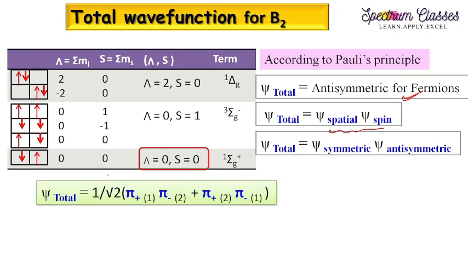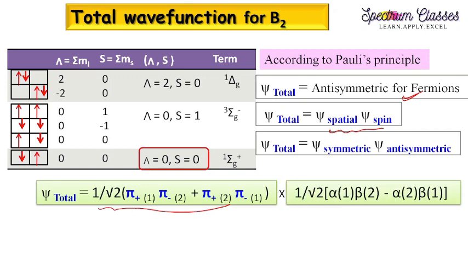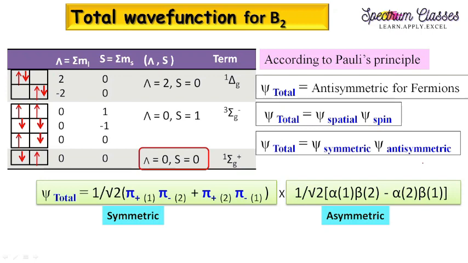So psi total we can calculate like this. This is the spatial wave function for psi, and it is multiplied by the spin wave function. This is psi spatial. Here you are having plus, it means it is symmetric, and here you are having minus, it means it is antisymmetric. Here I have mentioned, psi spatial is symmetric and psi spin is antisymmetric. And this antisymmetry gives us S equal to 0 and spin multiplicity equal to 1. So here is your spin multiplicity.